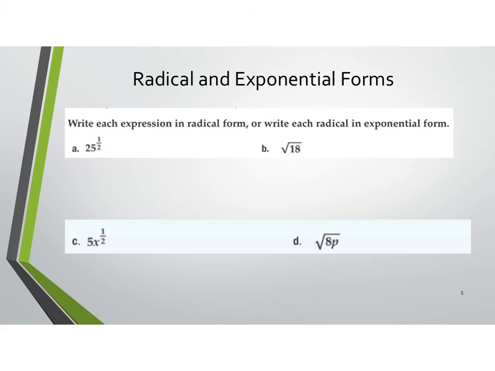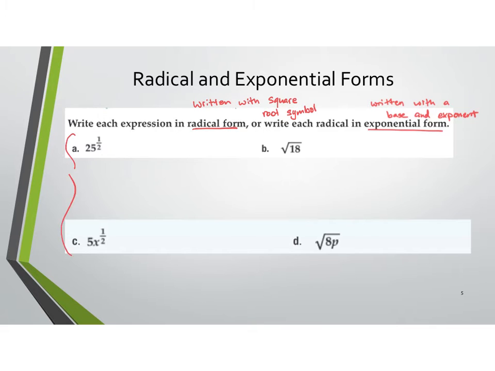Okay, let's practice. So I mentioned on the last slide, we have radical form and exponential form. Radical form means when it's written with the square root symbol. Okay? Exponential form means written with a base and an exponent. Okay? So the names actually clue you into what's going on.